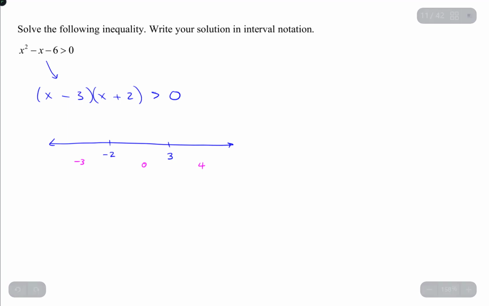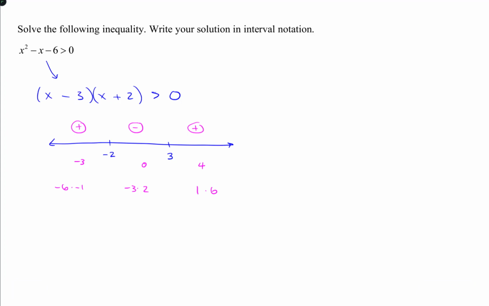So what happens is if I take -3 and plug that into my function here, it would be -3 minus 3, which is -6, and then -3 plus 2, which is -1. So this is a negative times a negative, so that result's going to be positive. And it doesn't really matter that it's +6, it's just that it's positive. And everything on that interval will be positive. If I do the same thing with 0, I would have -3 times 2, and that's a negative value. If I do it with 4, that's 1 times 6, and that's going to be positive.